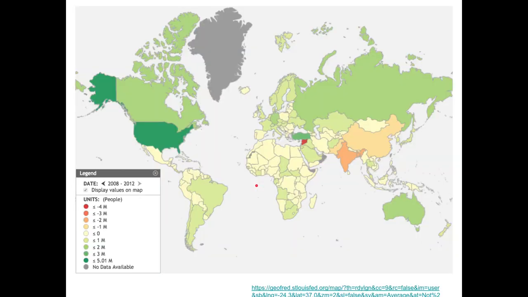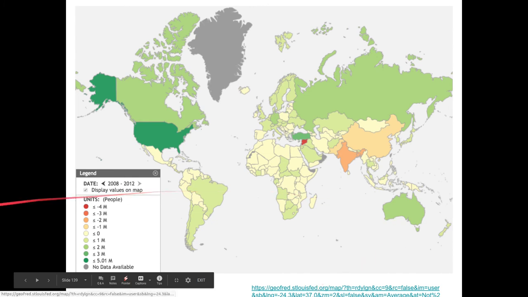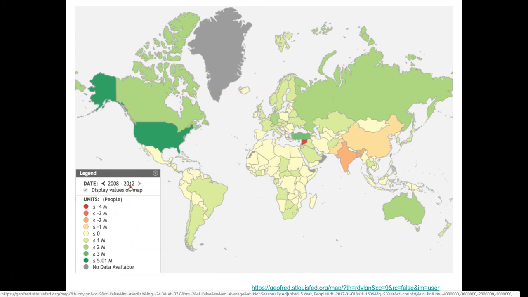This is from the Fed. The Federal Reserve has some really cool tools to view refugees and other economic data. The link is in the slides. If you mouse over it, it should take you there. And then you can change the time. Like this is 2008 through 2012. And at the time, the largest loss of people was out of Syria. The largest gain was into Turkey and the United States.